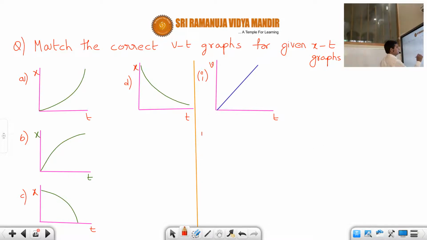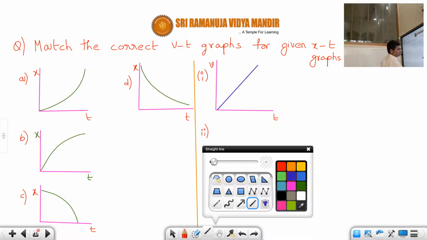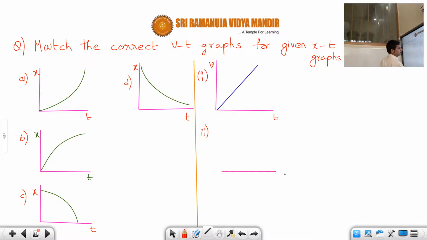Suppose let's say another VT graph is given like this. This is V, this is T. Okay, students. Next, this is another VT graph. Okay, students. Let me use the same color.